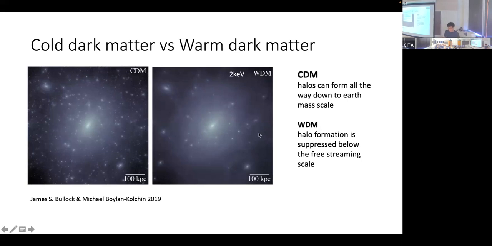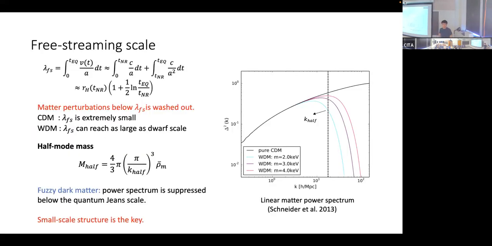So basically, the basic scale here, the free streaming scale, determines on which scale the dark matter halo formation is suppressed. The free streaming scale is defined as the average distance a dark matter particle can travel from the Big Bang to the matter radiation equality. If we look at this integral here, it can be separated into two parts.